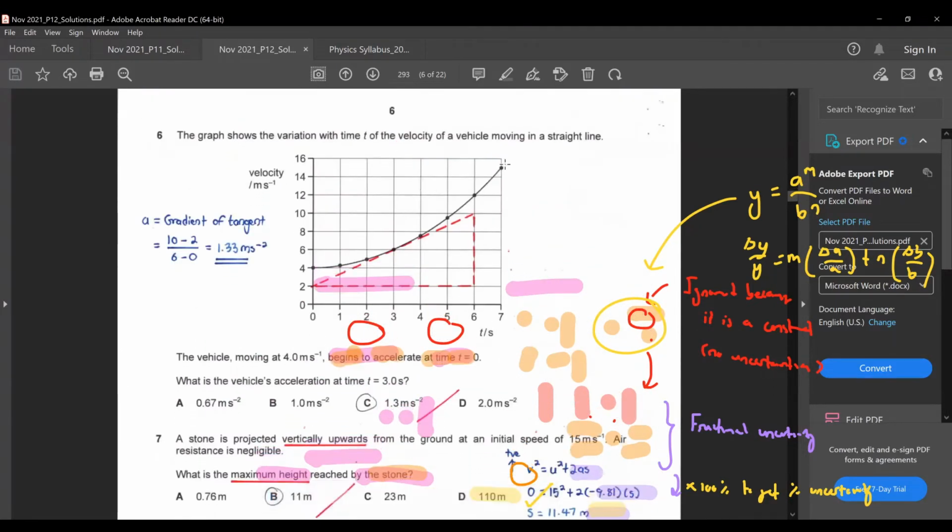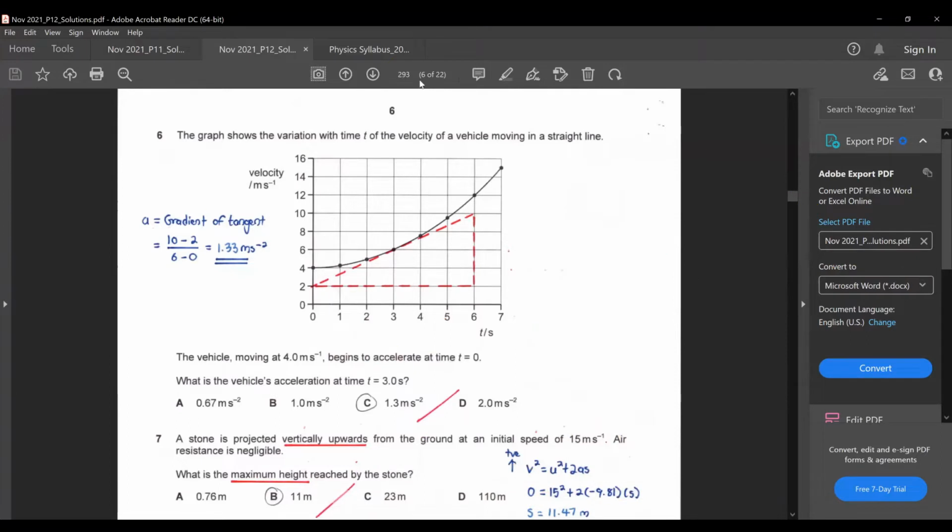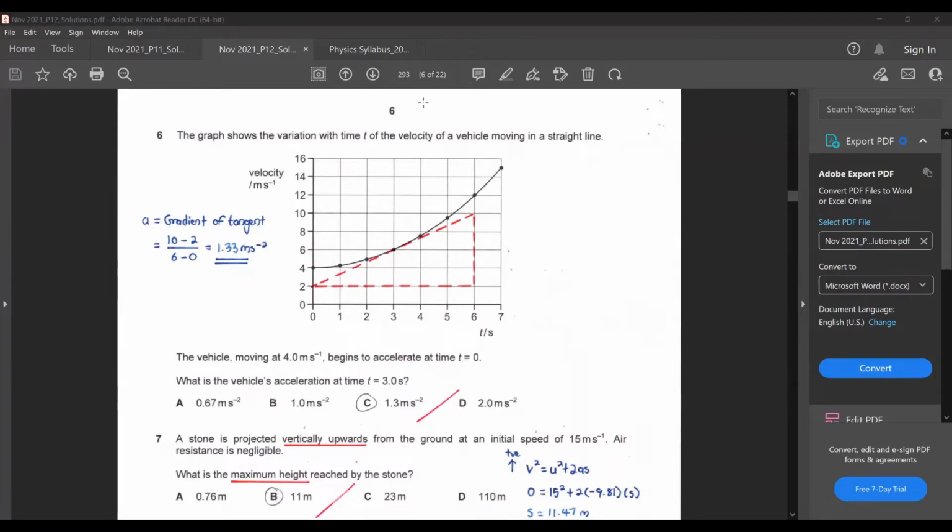Question 6. Okay, now question 6, your graph shows you the variation with time t of the velocity of a vehicle moving in a straight line. The vehicle moving at 4 meters per second begins to accelerate at time t equals 0. What's the vehicle's acceleration at time equals 3 seconds?